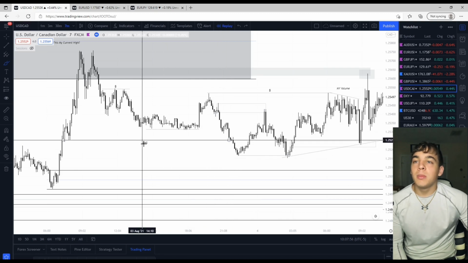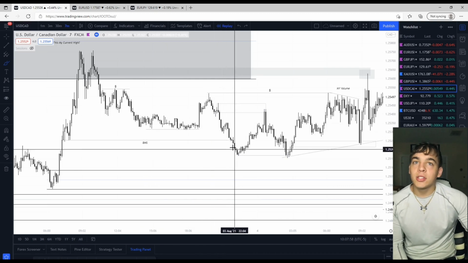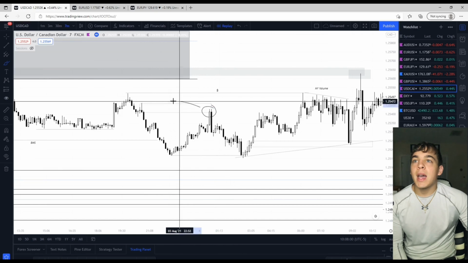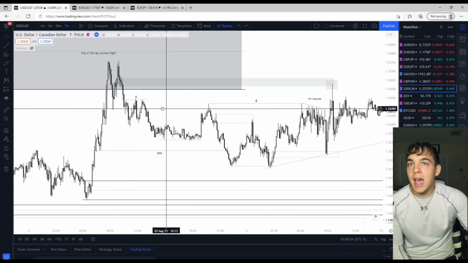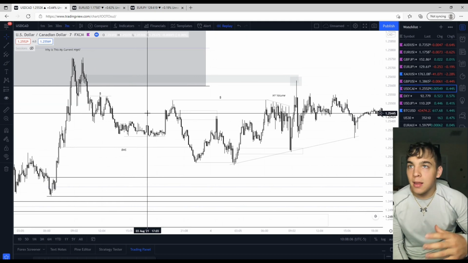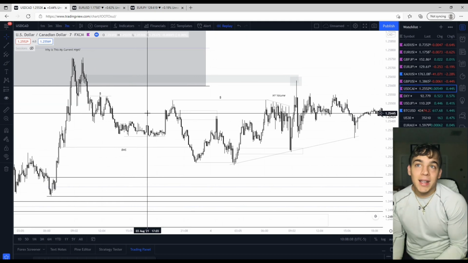But we did show reaction off of that. Now this was going to be our break of market structure to the downside, and then once again you can see the reaction coming off another area of supply. But in the midst of all of this happening, the main thing here is to be analyzing what price is doing and why it is actually doing it.